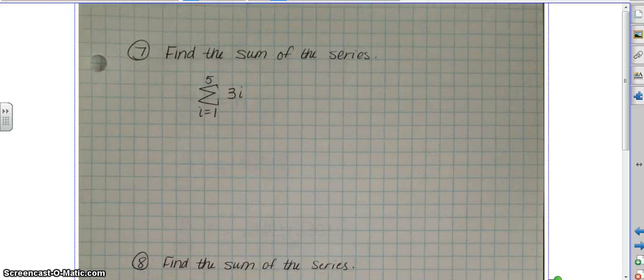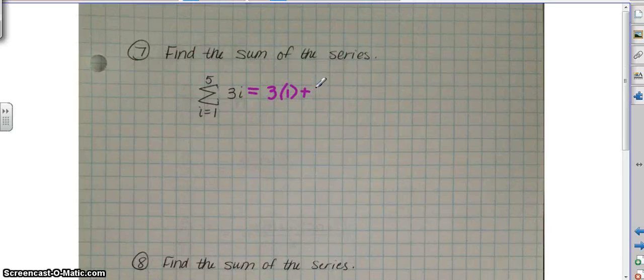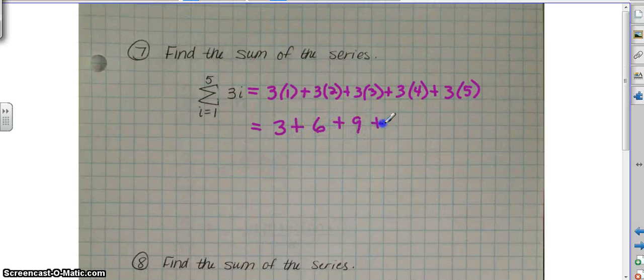Example number 7. I'm going to find the sum of the series, and notice that I'm given summation notation. So I'm going from the first term, I'm going to put in 1, then I'm going to put in 2, 3, 4, and finally end on 5. So when I put in 1, I have 3 times 1 plus 3 times 2 plus 3 times 3 plus 3 times 4 plus 3 times 5. And I want to stop there because that's my upper limit. Now I just want to simplify. I have 3 plus 6 plus 9 plus 12 plus 15. And when I add these together, I get a grand total of 45. So the sum of the series is 45.